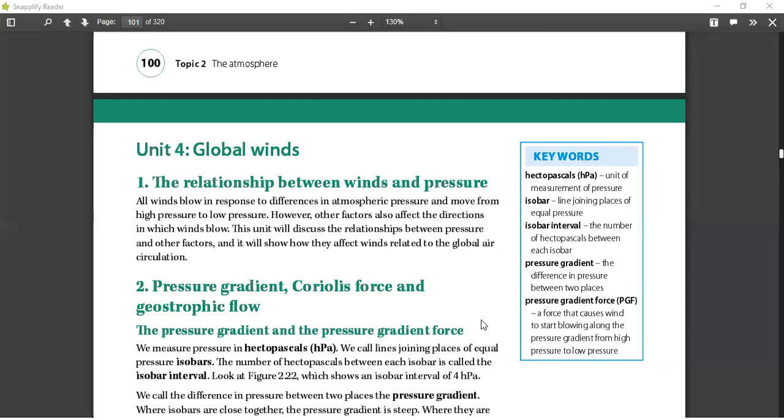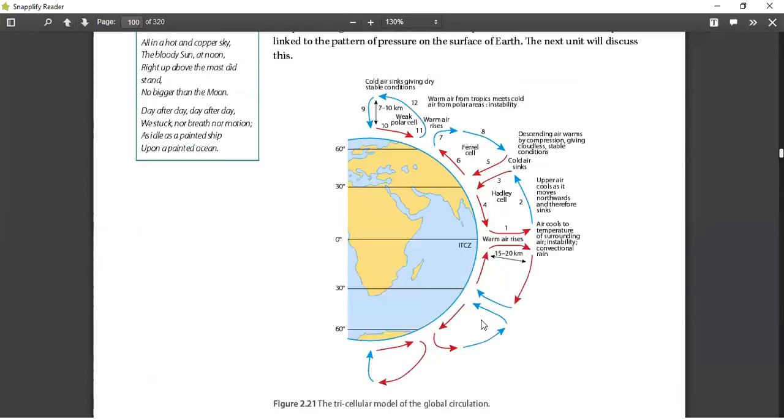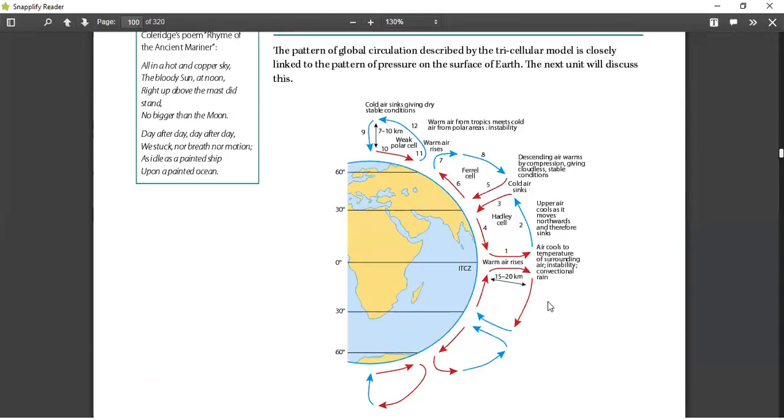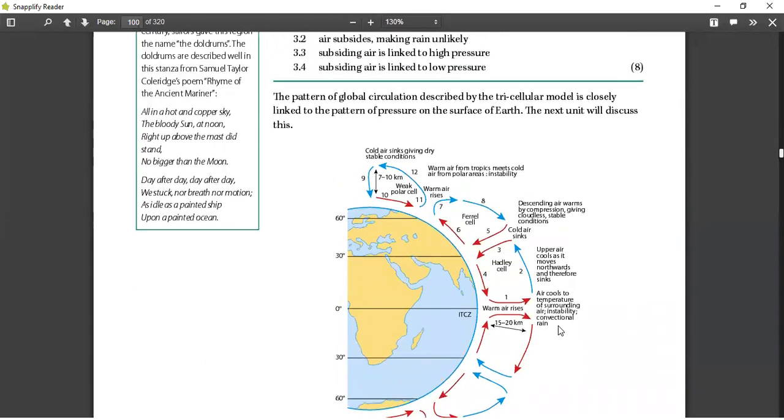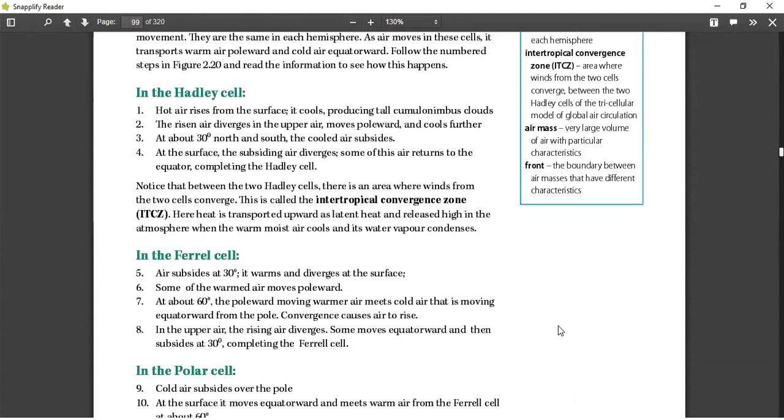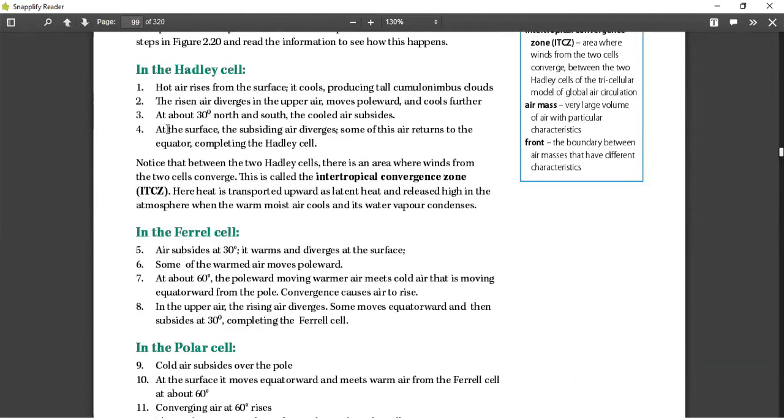For all the different cells, we have to write everything, like that whole paragraph for each cell? Each cell has 4 points, not those little paragraphs under the points. Which little paragraphs are you talking about? These ones. Okay, so not the ones where they're describing in detail. You are going to write 1, 2, 3, 4. Then you skip a line, you put another heading, the Ferrel cell. Then you write 5, 6, 7, 8. Skip a line, put a heading, the polar cell. 9, 10, 11, 12.